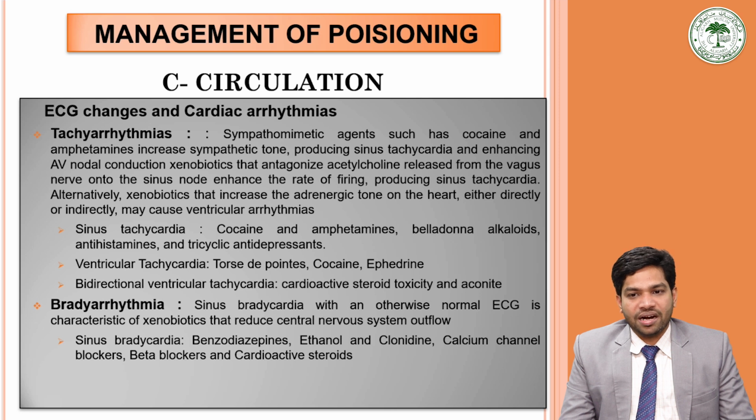Bidirectional ventricular tachycardia is associated with severe cardioactive steroid toxicity and results from alteration of the intraventricular conduction, junctional tachycardia with aberrant intraventricular conduction, or on rare occasions, alternating ventricular pacemakers. The only other xenobiotic that commonly causes this arrhythmia is nicotine. So, in aconite poisoning, the typical arrhythmia pattern is bidirectional ventricular tachycardia.